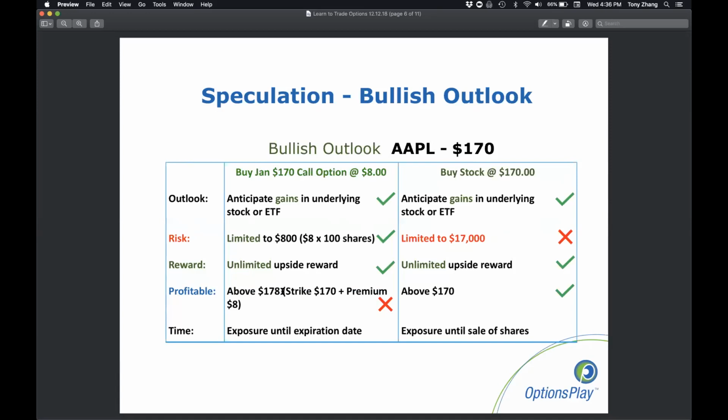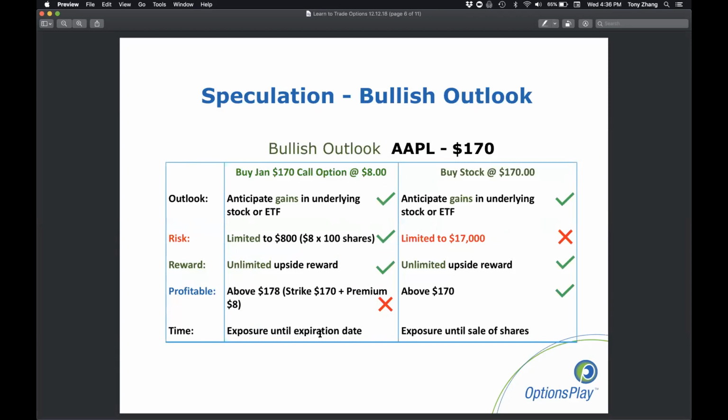is best suited for you. So as you can see, what you're effectively trading off is limiting your risk severely in exchange for requiring a larger move in the underlying stock before the strategy is profitable. So that's a big difference between buying a stock and buying a call option.